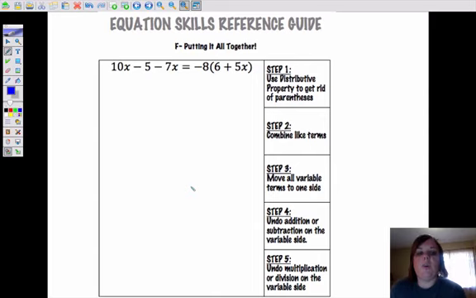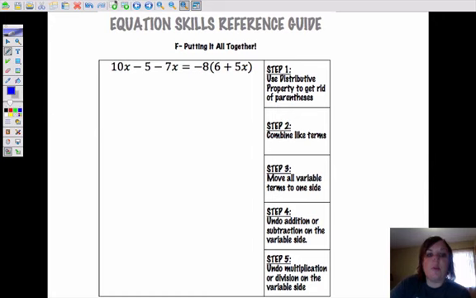Alright, in this video we're going to put all of those skills together. This one's called Putting It All Together. It's skill set F, and basically we're going to take all of the little steps that we've learned along the way and use them to solve a pretty complex equation. But when you take it step by step, it's really not that bad.